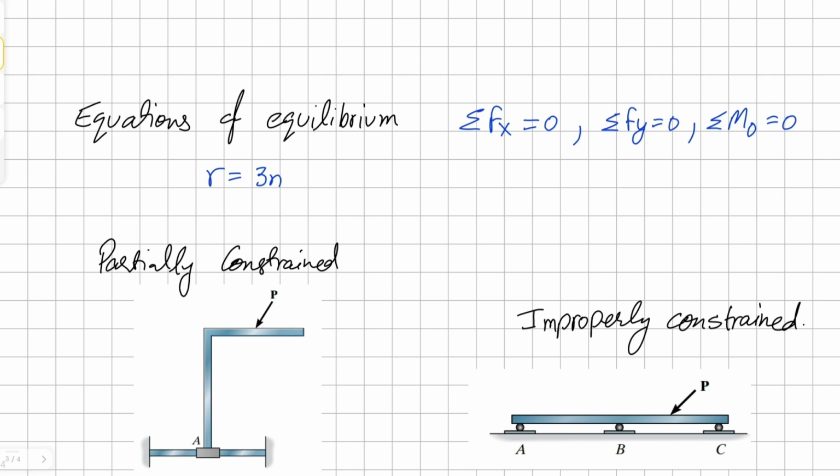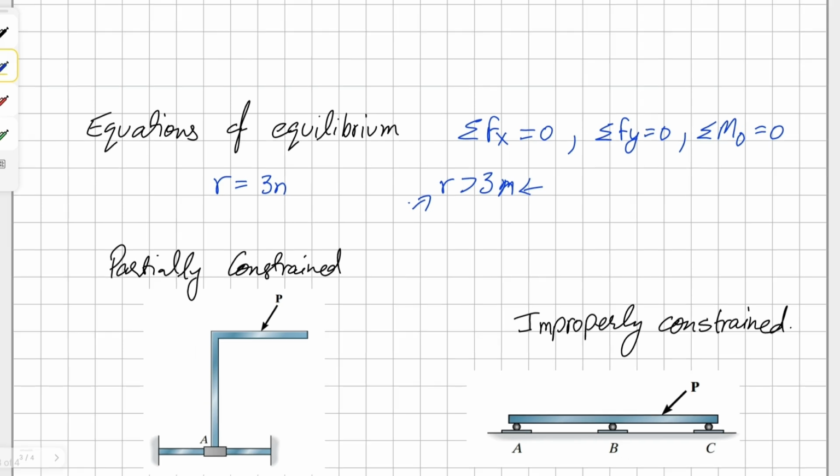If there are more unknown reaction forces than equations, then the structure is statically indeterminate, and mathematically it could be said R is greater than 3n, where R is our reaction forces and n is the number of equations. Next, we must assess if a structure is geometrically stable.